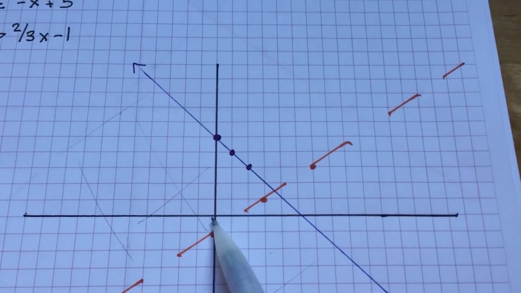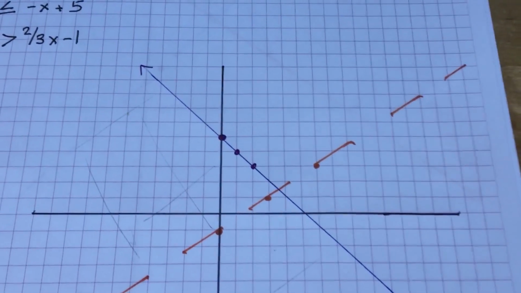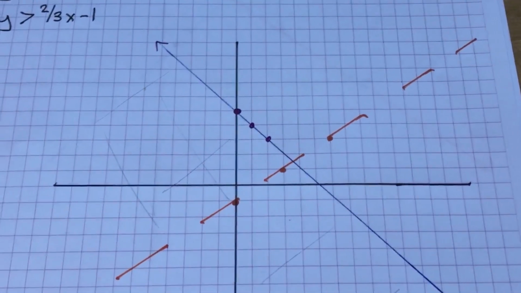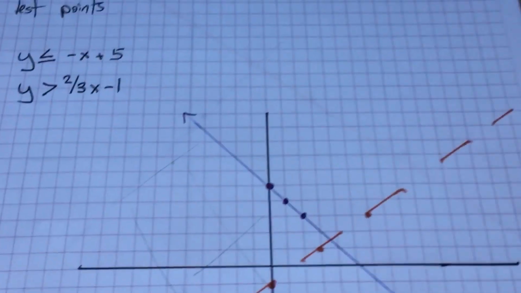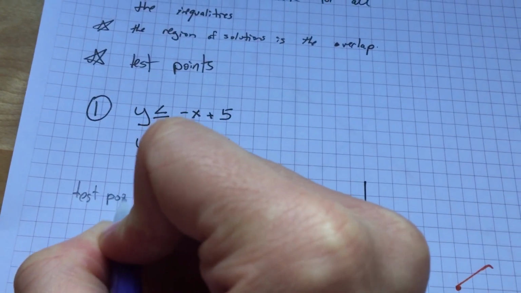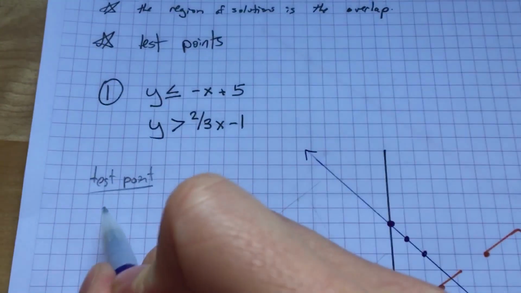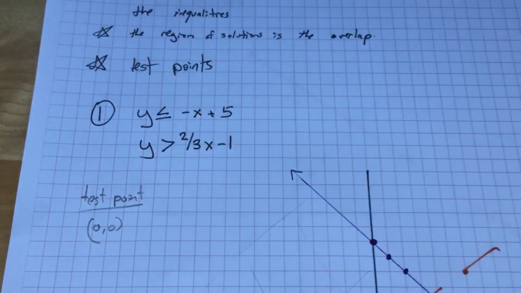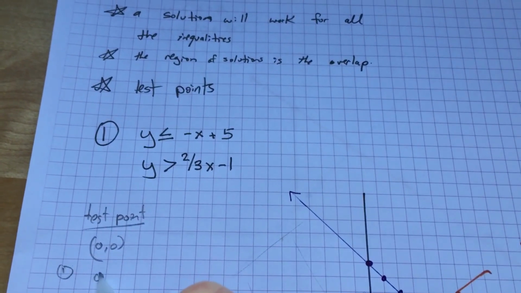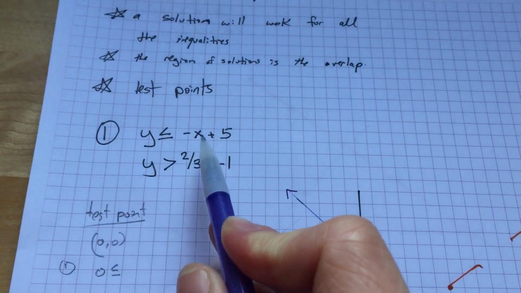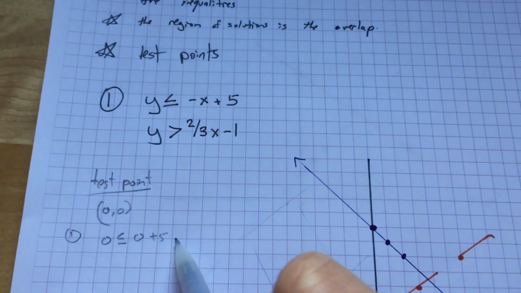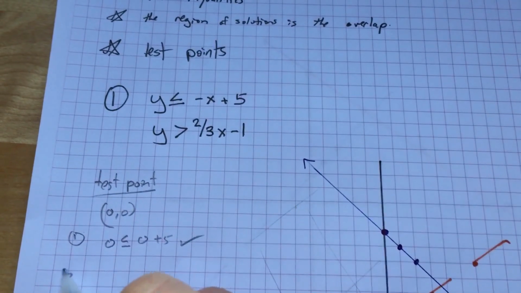And again, notice this test point, 0, 0, just happens to also be in our overlapping region, right? So let's make a test point. So I'm going to try 0, 0. It has to work in both of the equations. So plug it into the first equation. So 0 is less than or equal to, negative 0 is just 0. So 0 plus 5. Is 0 smaller than 5? That's true. Okay, let's try the second equation.